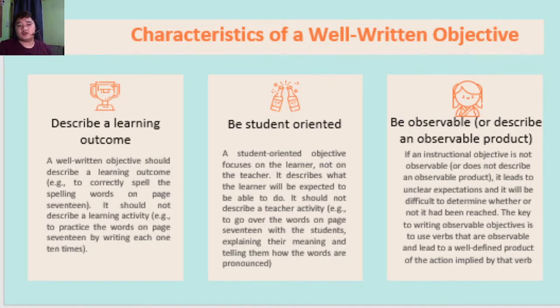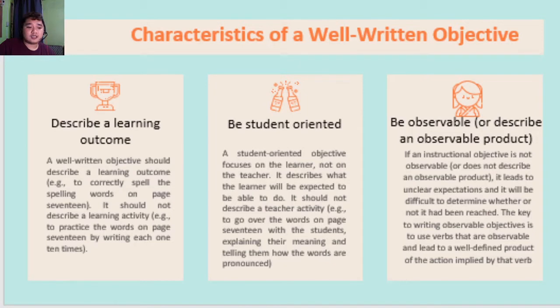A well-written objective should describe a learning outcome. For example, to correctly spell the spelling words on page 17. It should not describe a learning activity, just like this: to practice the words on page 17 by writing each one 10 times. Learning activities are important in planning and guiding instruction, but they are not to be confused with instructional objectives. We just need to keep in mind that activities are different from objectives.